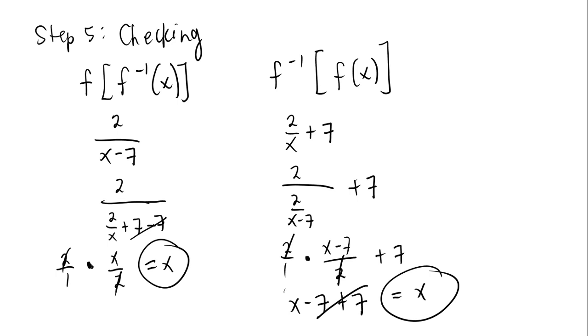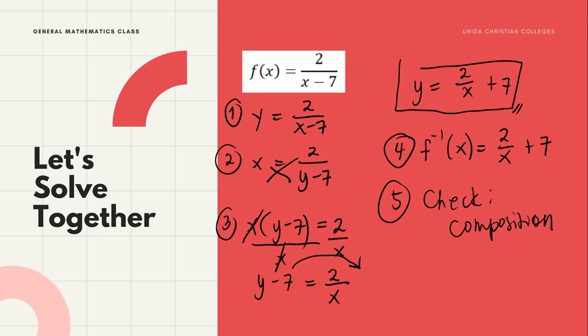Answer is x. So ibig sabihin, since they are equal, tama po yung nakuha mong value ng inverse ng given po natin na function, which is yung sa step number 4. We have 2 over x plus 7. Okay?